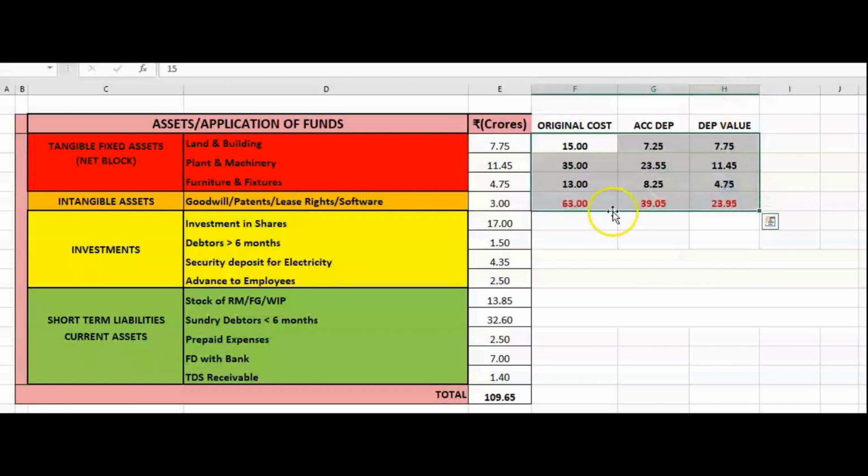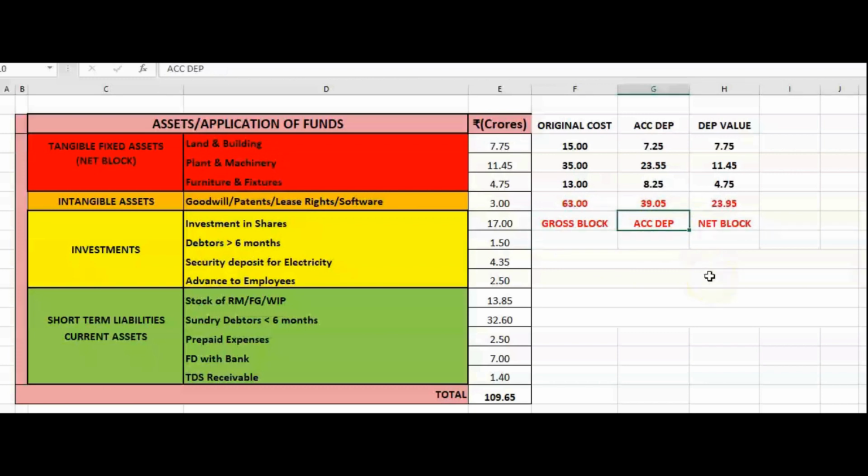Now, this 63 crores being the original cost is called the gross block, and this is the accumulated depreciation that remains in the fund, and the total of the depreciated value is called the net block. So what is net block? Net block is gross block minus accumulated depreciation of all the assets.